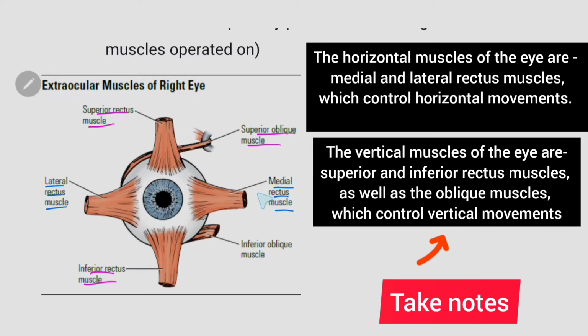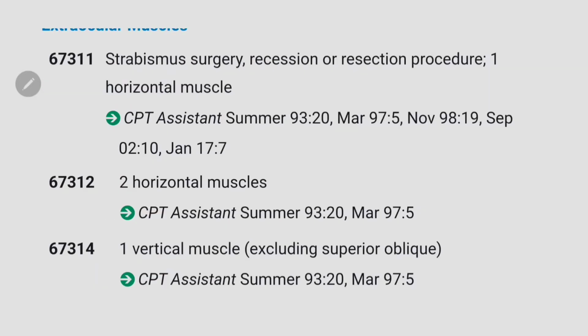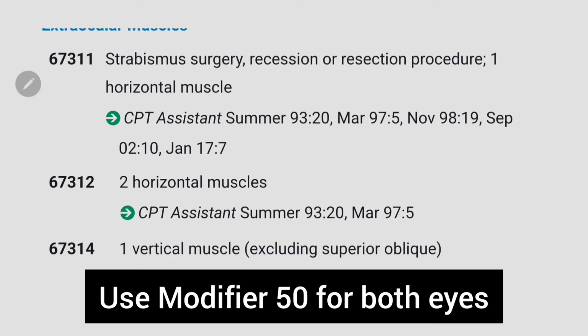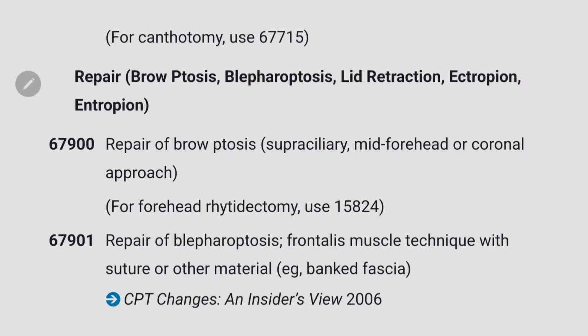So which code will you use? You will use the code for horizontal muscles, that is 67311 or 67312, based on the number of muscles. I hope you are clear with it. And also there is a guideline: you have to use modifier 50 if both eyes are mentioned. Next important codes are for repair, that is proptosis, blepharoptosis, lid retraction, ectropion and entropion.